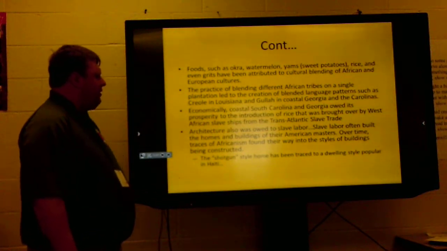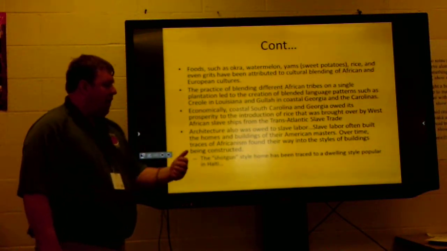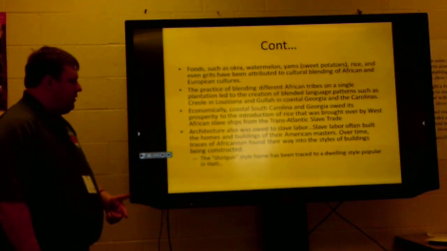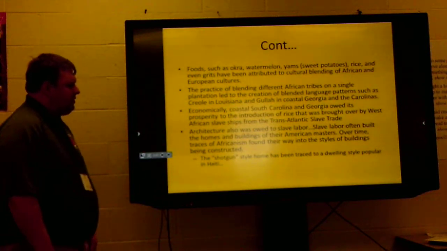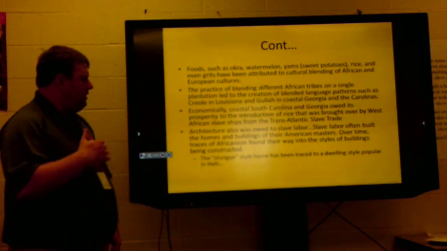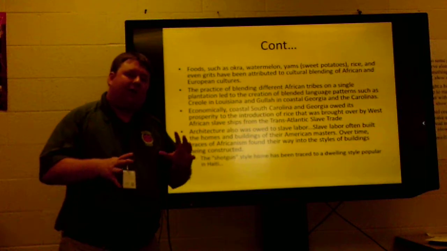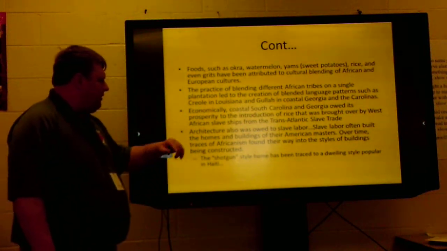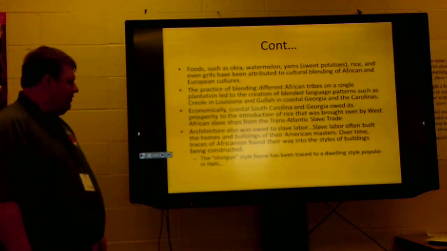Economically, coastal South Carolina and Georgia owed its prosperity to the introduction of rice that was brought over by West African slave ships from the transatlantic trade, so rice is a big deal as well. And architecture was also owed to slave labor. Slave labor often built homes and buildings, and they were building it for their masters, and they would often do things the same way they did them back in Africa. And over time, traces of Africanism found their way even into the architecture of some of these buildings.